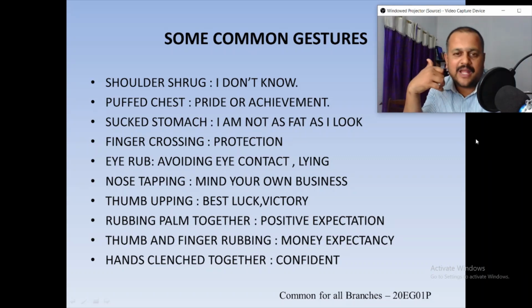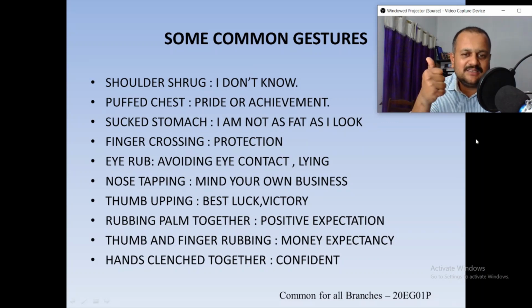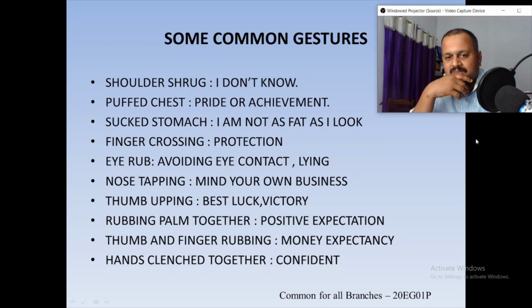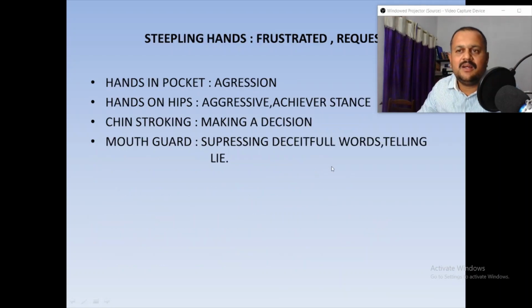If you are tapping your nose, you know this is best luck. Rubbing the palms together may mean positive expectation. If you are doing this, rubbing your thumb and finger, it may mean expecting money. Hands clenched together may mean confident. So these are all different meanings that are generated through gestures.